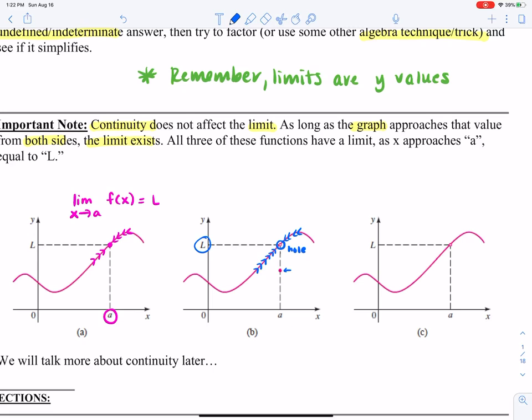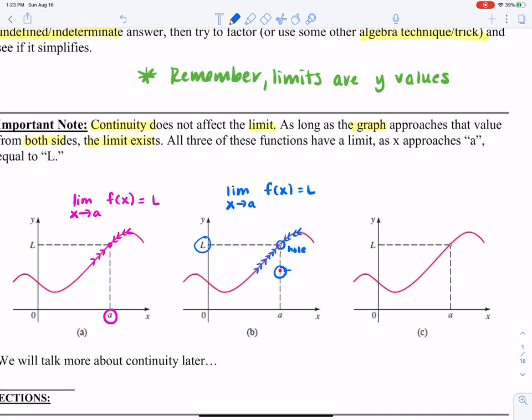So again, my limit as x approaches a of my function f of x is equal to L, even though there is no point at that point. And even though this point down here is at a different value, as long as I'm pointing my function in the direction and getting close to that y value of L, that doesn't matter.